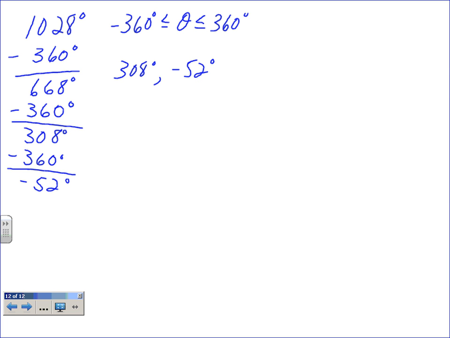That's correct. And now that I have the two, my reference angle, negative 52 degrees is about right there. And the reference angle, of course, is 52 degrees, always positive. It's the acute angle formed by the terminal side of the ray and the x-axis in standard position. It's all vocab. Okay?